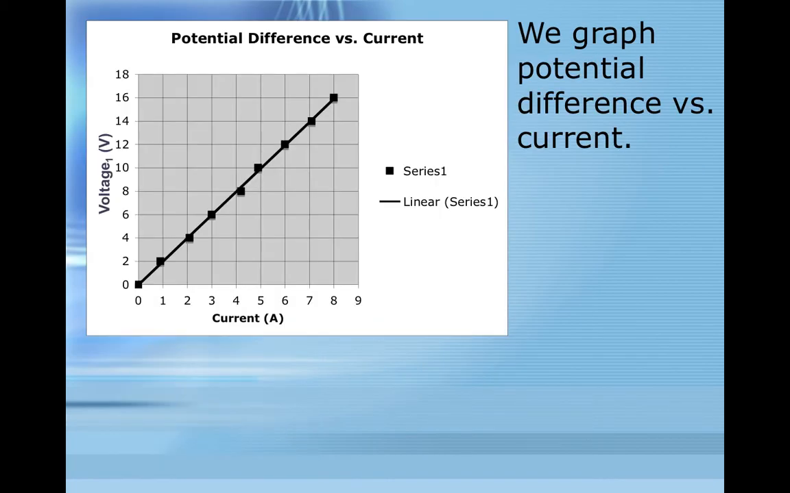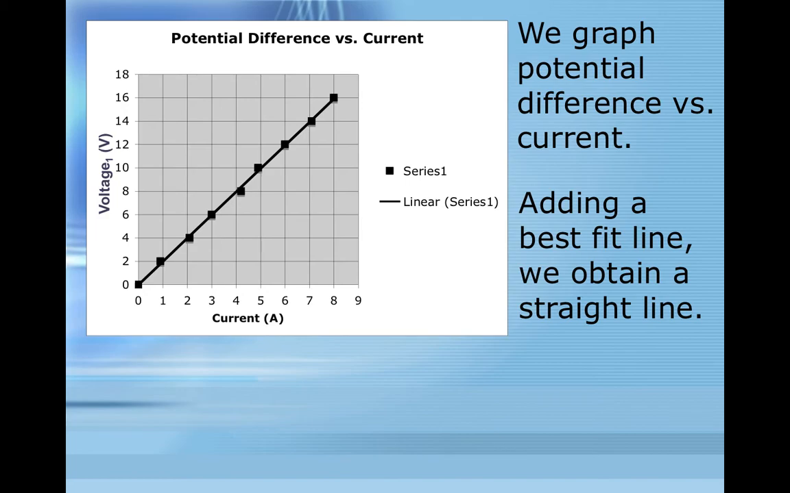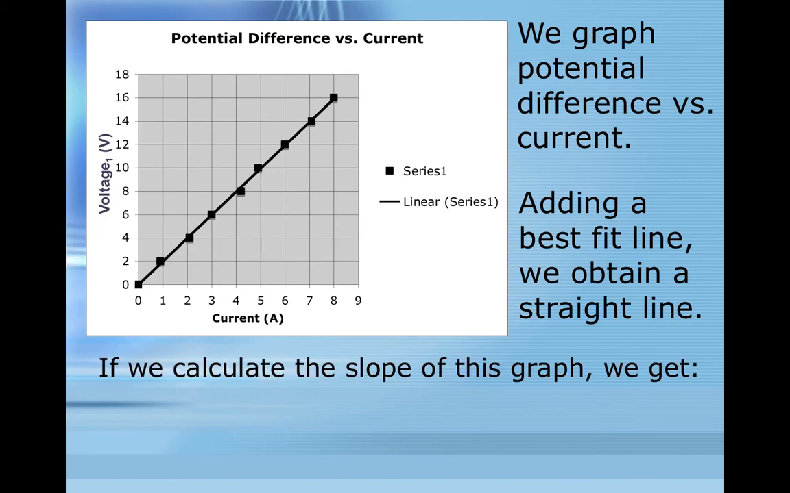Okay, so here's our graph. When we are looking at graphing circuits, typically you'll be asked to graph potential difference voltage versus the current. Right? So voltage will be on the Y, current will be on the X. And here's what we get. So you'll see there's a nice direct relationship when we add this best fit line.